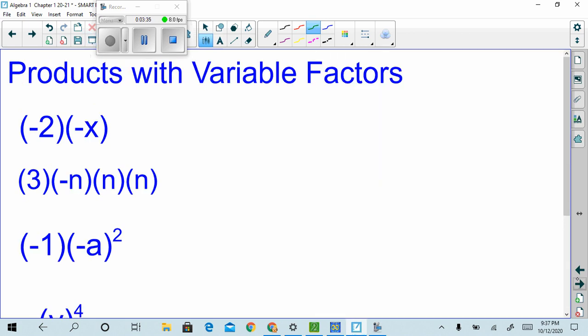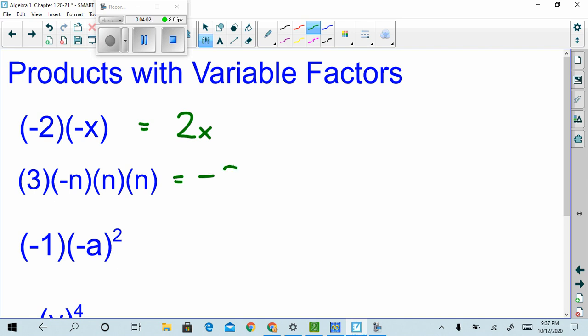The final part of today's lesson involves products with variables. If you have variable factors, you're still going to multiply as if you would with same signs or unlike signs. If the signs are the same, you just multiply and you'll get 2x. I'm now multiplying, and I notice that I have one negative factor. 1 is an odd number, so my product's going to be negative.